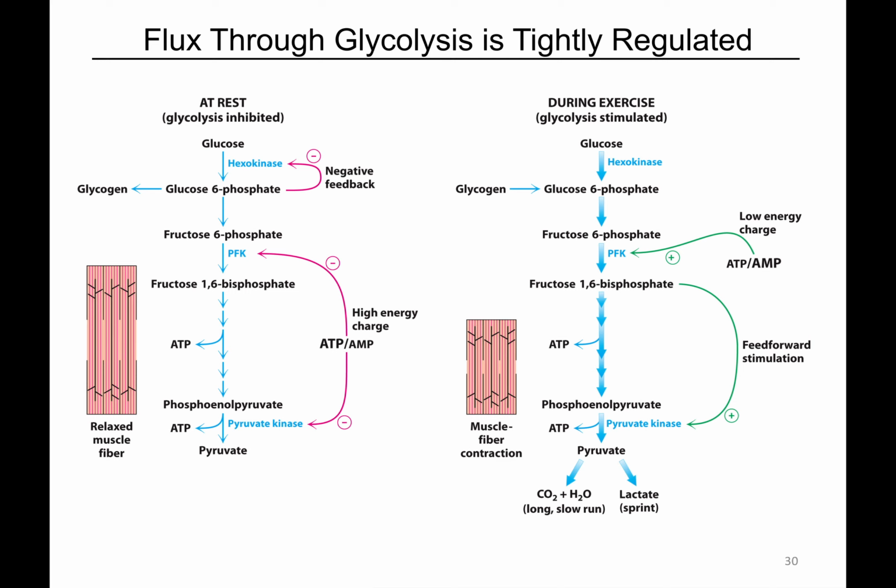In addition, we have this feed-forward stimulation, as opposed to feedback inhibition. Increased levels of fructose 1,6-bisphosphate will activate pyruvate kinase. Pyruvate kinase, of course, is the enzyme that converts PEP to pyruvate, making more energy, pushing things forward. So it all makes sense.